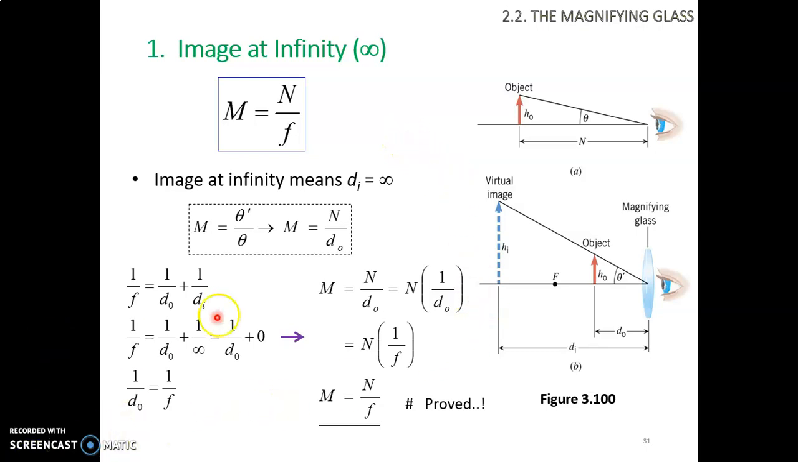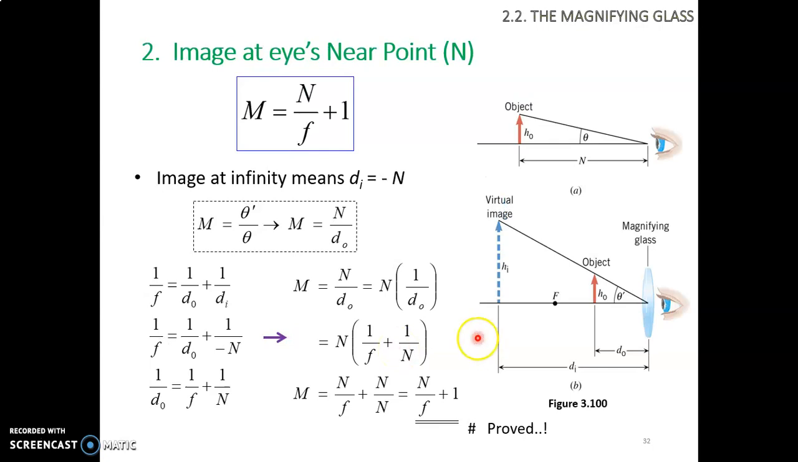We know that the angular magnification M is equal to theta prime over theta, or M is equal to n over d naught. Since we know the lens equation is 1 over f is equal to 1 over d naught plus 1 over di, where f is the focal length, d naught is the object distance, and di is the image distance. You solve this equation until lastly you get M is equal to n over f.